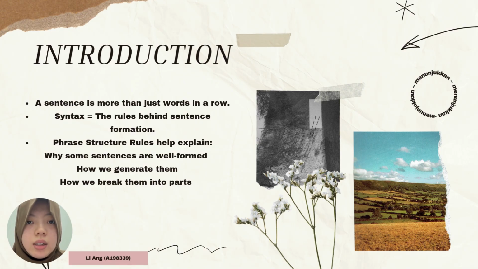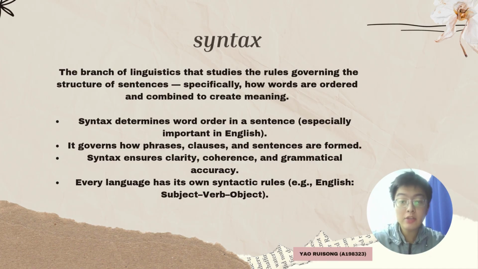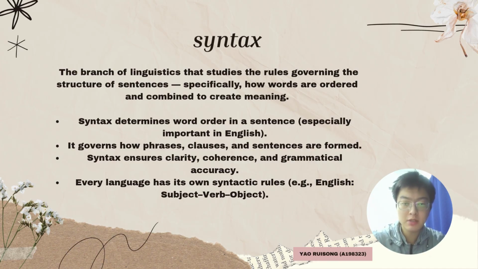The rules tell us how to build up a sentence piece by piece, from subject to predicate, using different grammatical units. Today we're going to dive into how this system works and how we can visualize it using tree diagrams. I'd like to introduce three foundational concepts in English grammar: syntax, sentence, and clause. First, let's begin with syntax.